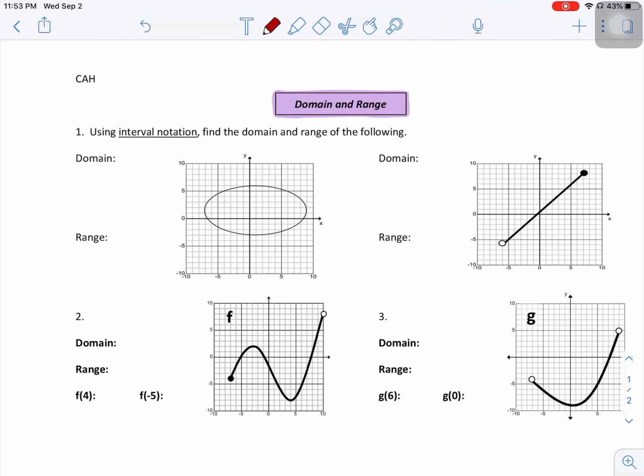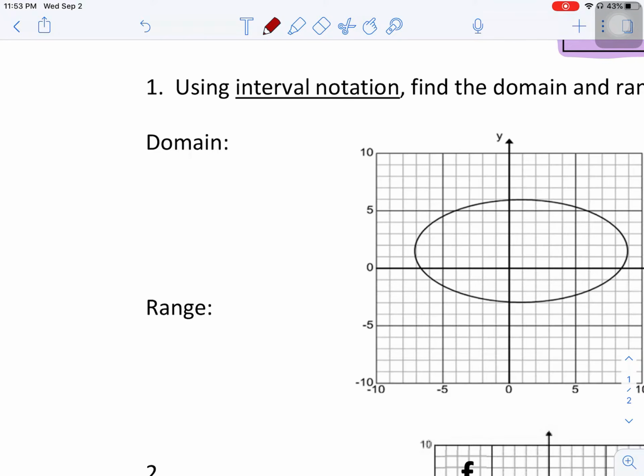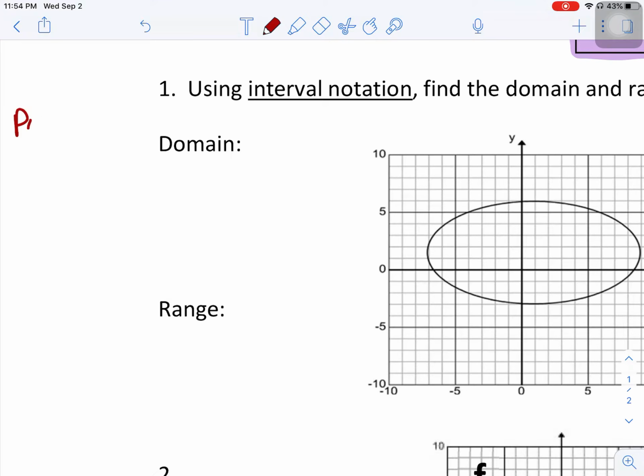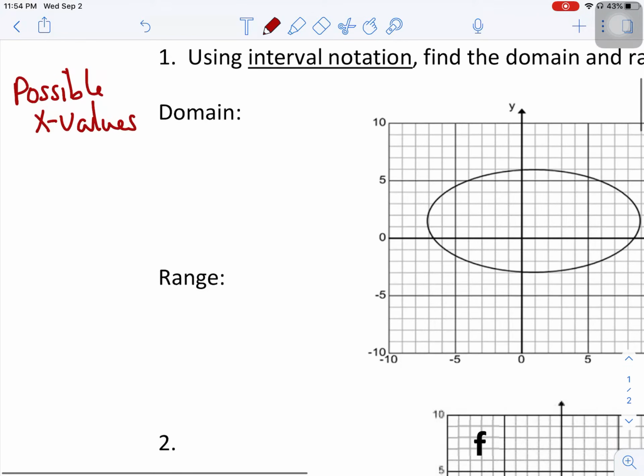First thing we should probably do is talk about what domain actually is. Domain are your possible x values. Okay? Let's try that again. Values. There we go. So possible x values. Your range are your possible y values.